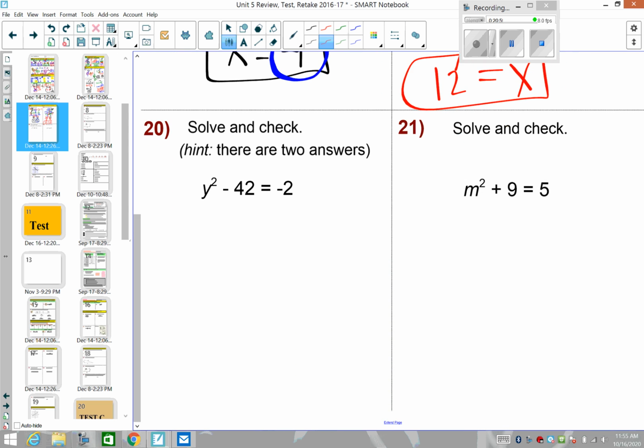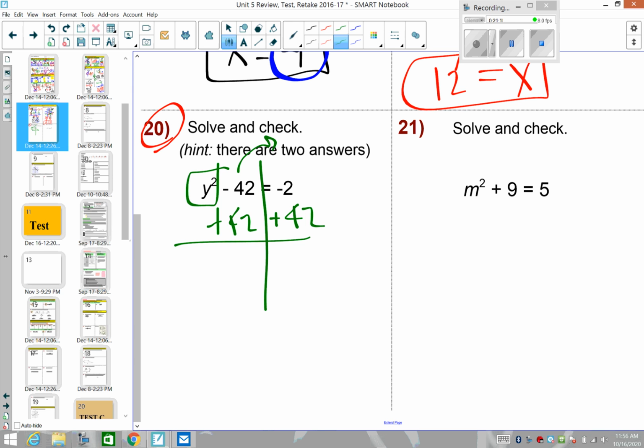Boom. Question 20. Our job is to solve and check. Build house, build fence, clean yard, or the hand method. Take your hand, cover that variable. Your job is to get rid of that subtract 42. The opposite of subtracting 42 is to add. Copy, paste, clean that yard. All right, coolio. If I haven't used it, drag it down. And we're left with positive 40 on the right-hand side.